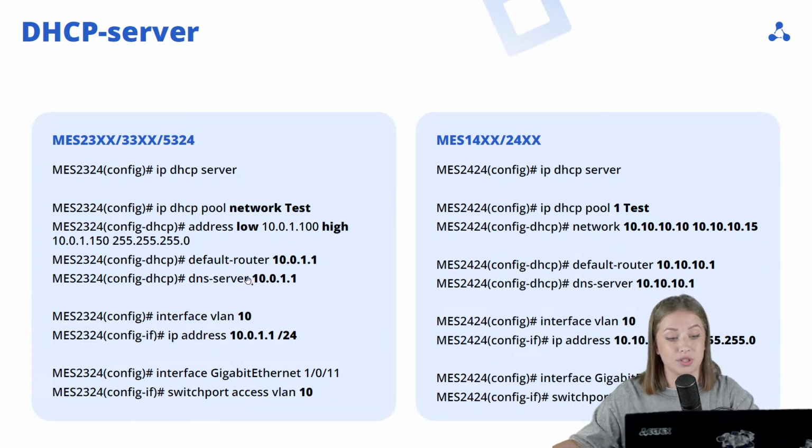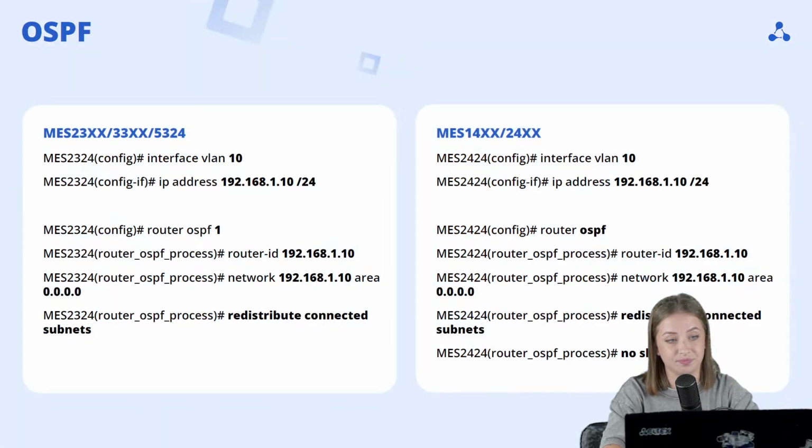Then we move to the interface of the VLAN in which the clients will be connected, and set up the IP address of the default router. As you can see, for now it's just the same as we created before, but it's not necessary. And then we are just enabling the DHCP server on the interfaces to which clients will be connected.